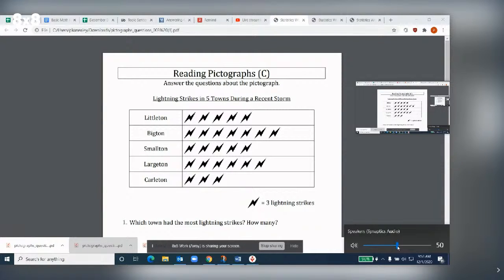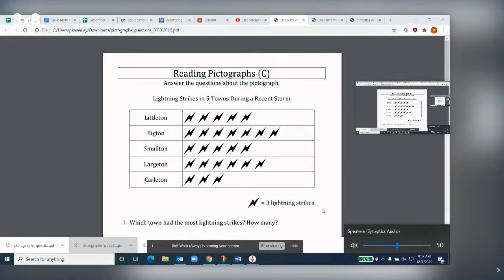And the thing I want you guys to really focus on when you see a graph is a couple things. You want to look at the title. And so for this one, the title would be right up here. It said lightning strikes in 5 towns during a recent storm. So you're going to understand the graph is about lightning strikes. And there's going to be a key, and you can see this lightning bolt equals 3 lightning strikes in the graph. So each one of these symbols is going to equal 3 lightning strikes.